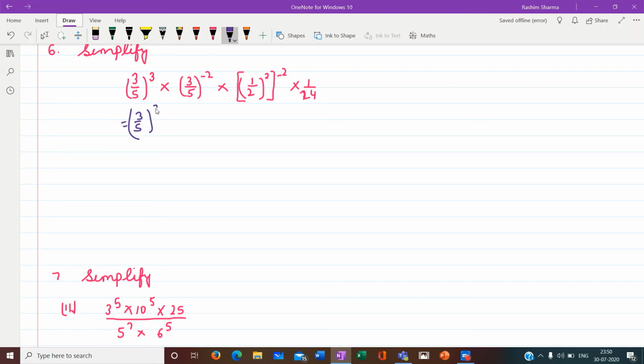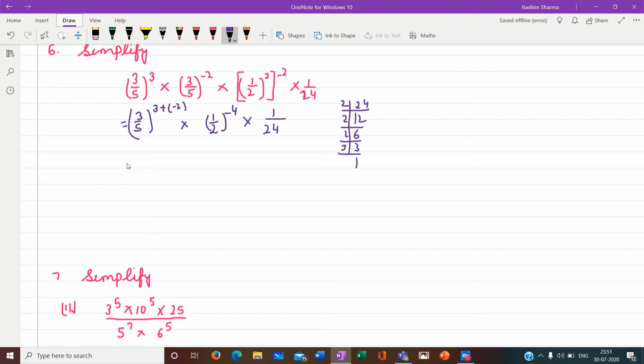Common base and powers will be added. Minus 2 into double power means powers get multiplied. So it will become 2 into minus 2 is minus 4, into 1 upon 24. Now we can write 24 as 2 12s are, 2 6s are, 2 3s are, and 3 1s are.